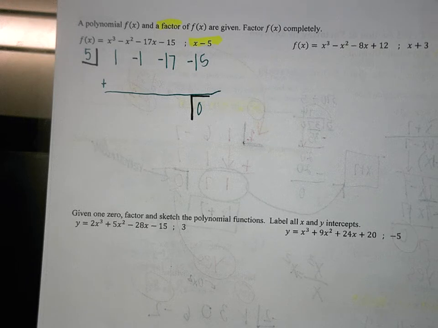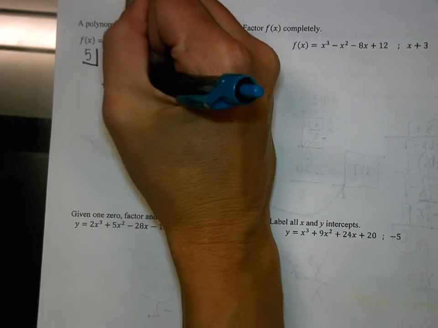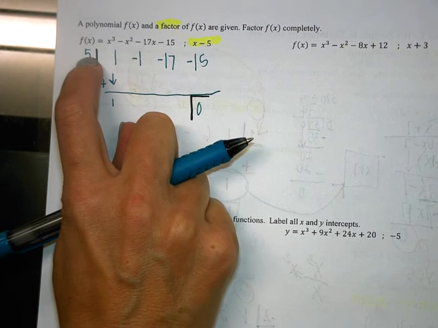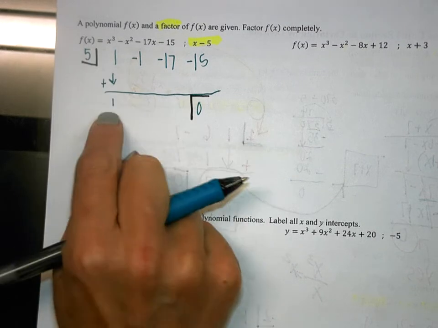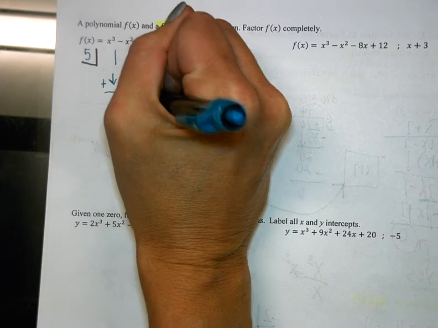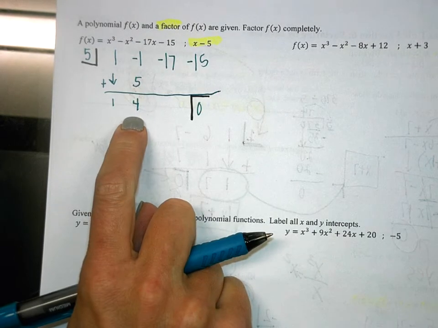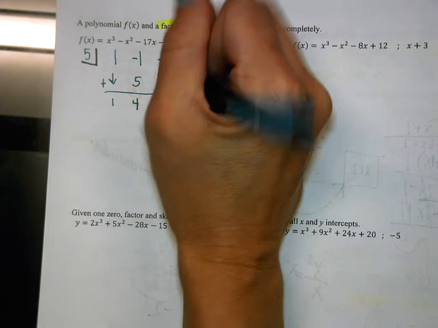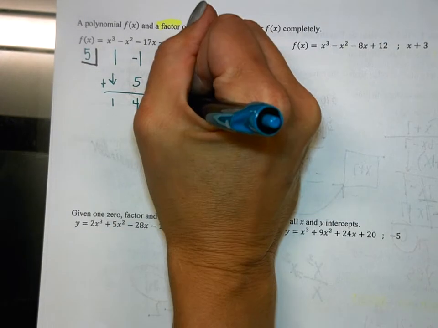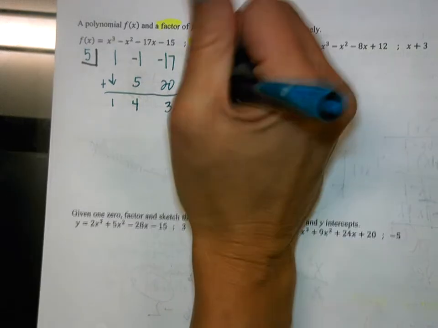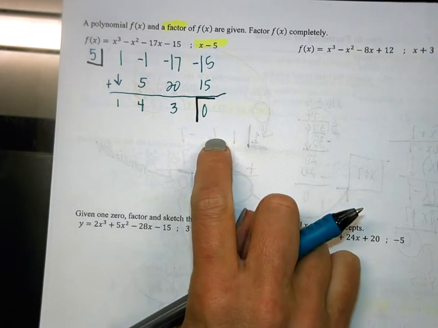All right. So we are bringing this down. We get a 1. Remember that this multiplies to this number. This is your multiplication number. 1 times 5 is 5. We add down and we get 4. 4 times 5 is 20. We add down and we get positive 3. 3 times 5 is 15. We add down and we get 0.